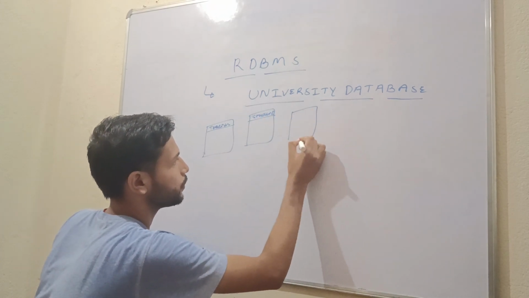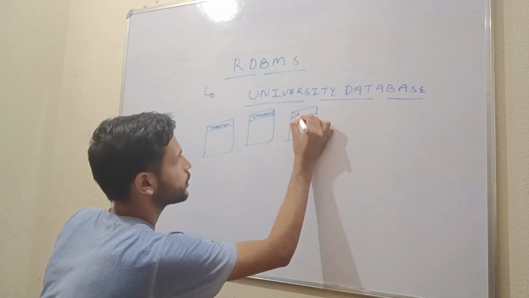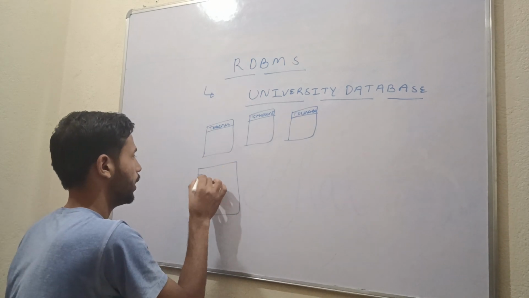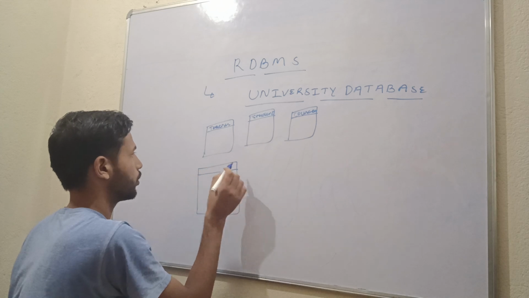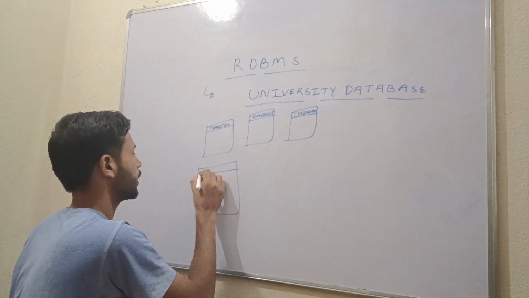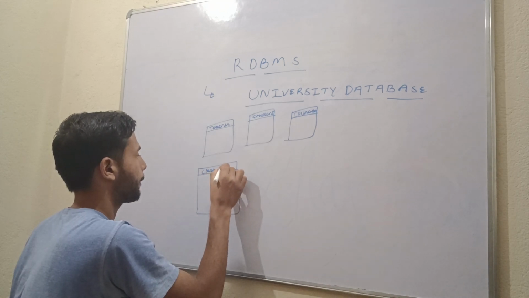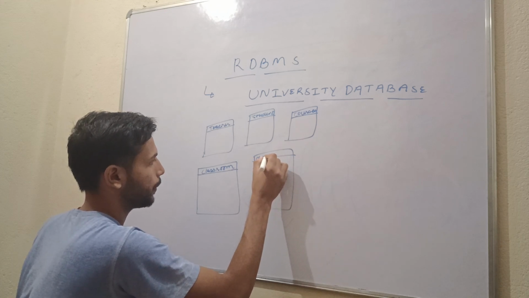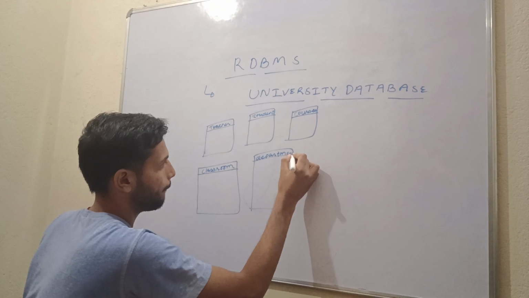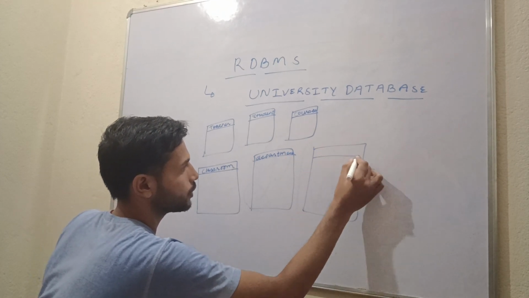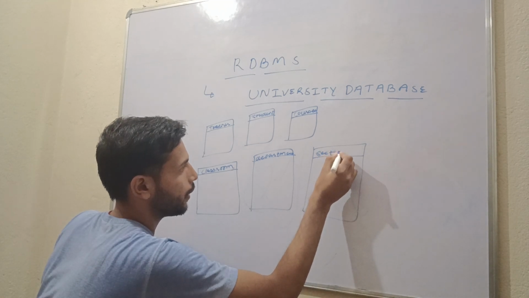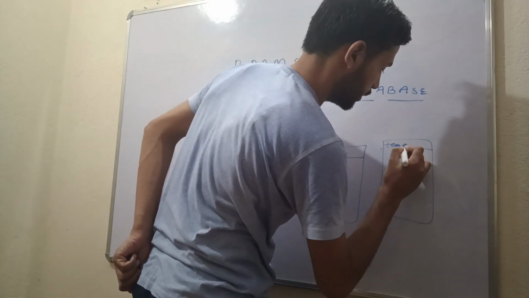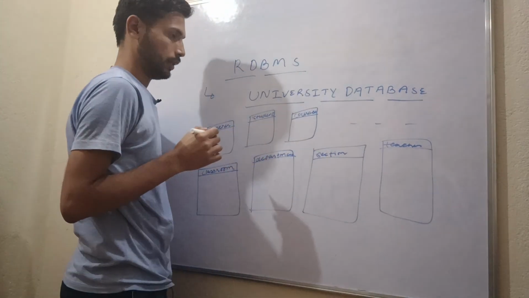It will have a table of courses, a table of classrooms, a table of departments, a table of sections, and all the others that will be important for that.